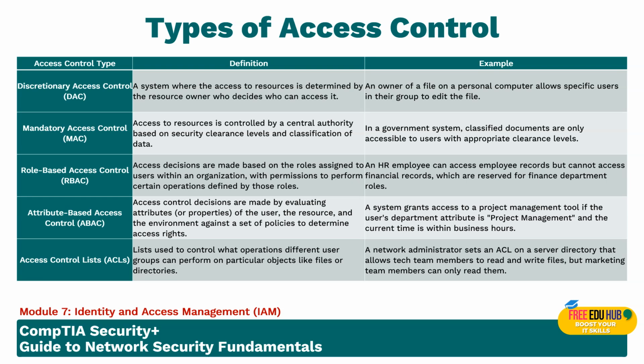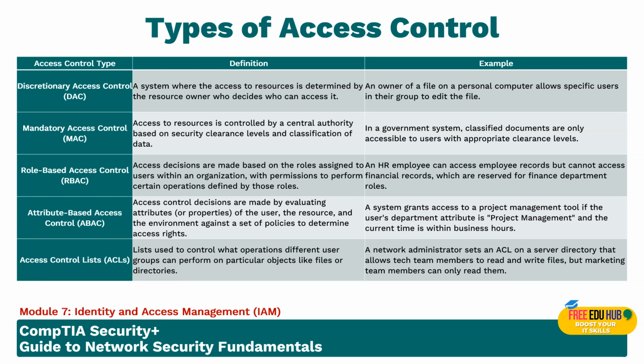Then we have attribute-based access control, which we call ABAC. It's where access control decisions are made by evaluating attributes or the properties of the user, the resources, and the environment against a set of policies to determine the access rights. Now, attributes can be related to the user, the resources to be accessed, and the current environment context.